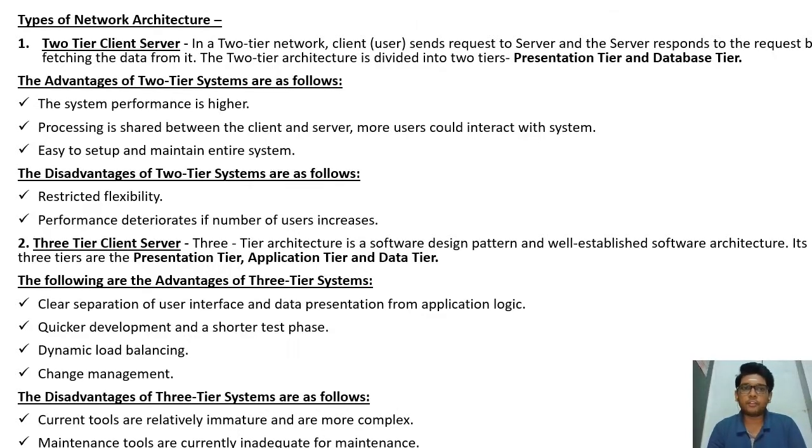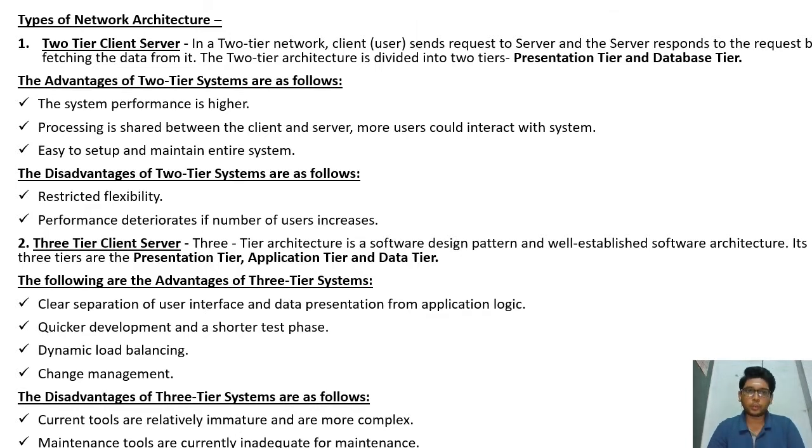Okay. Now we'll see the advantage of 2-tier systems. What are the advantages? The system performance is higher, easy to set up and maintain. Processing is shared between the client and the server. More users should interact with the system. There are 3 advantages. First, the system performance is higher. Second is easy to set up and maintain. Processing is shared between the clients and the server.